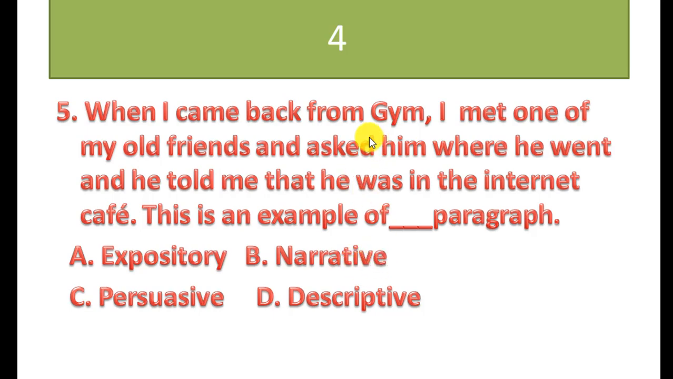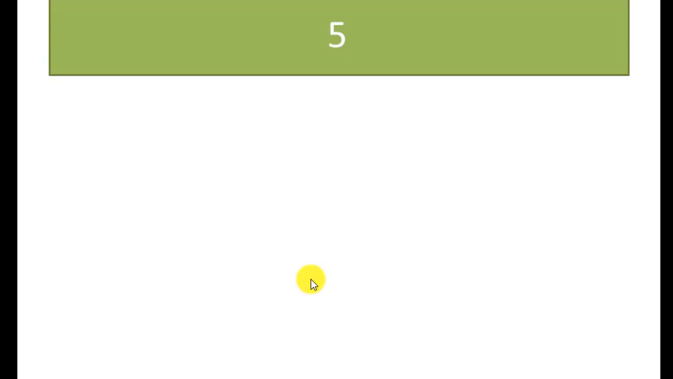Why? Because all the sentences are constructed with narrative tenses: simple past, past continuous, past perfect, past perfect continuous, and sometimes present perfect, when you want to narrate about something, about your story. So these are examples of narrative paragraph. It is different from the 3 other types of paragraph writing. Exactly. Question number 6.